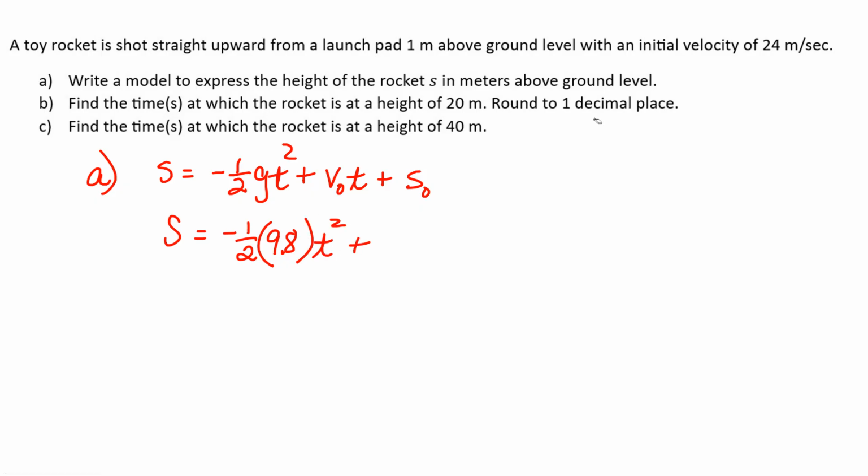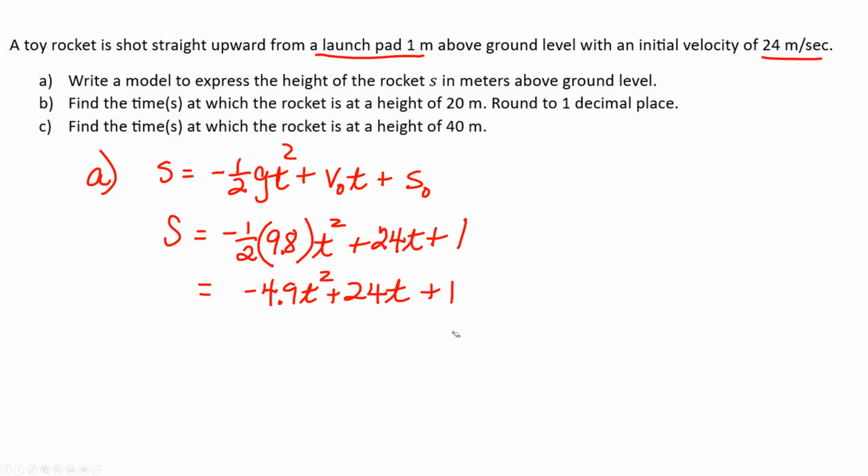V sub 0, our initial velocity, is 24, so 24t, plus our initial position is this launch pad that's 1 meter above the ground. So that's a positive 1 for s sub 0. Negative 4.9 t squared plus 24t plus 1. So that is the position of the object at time t.